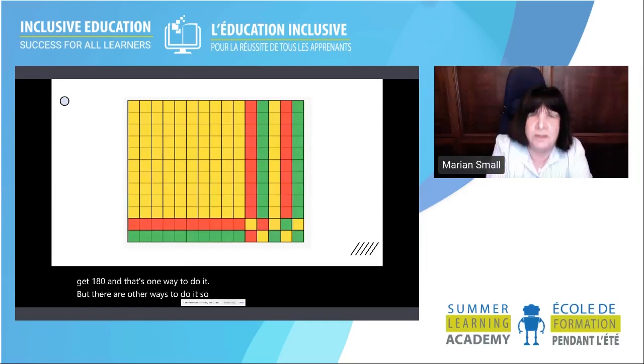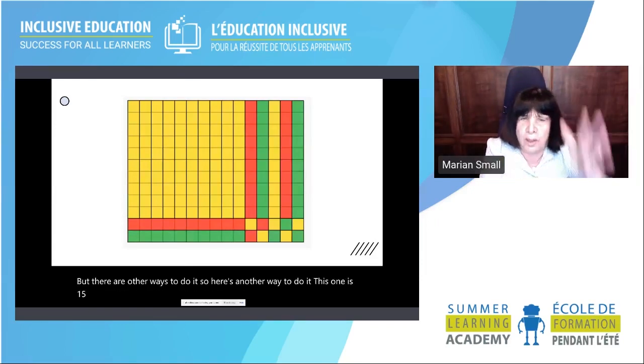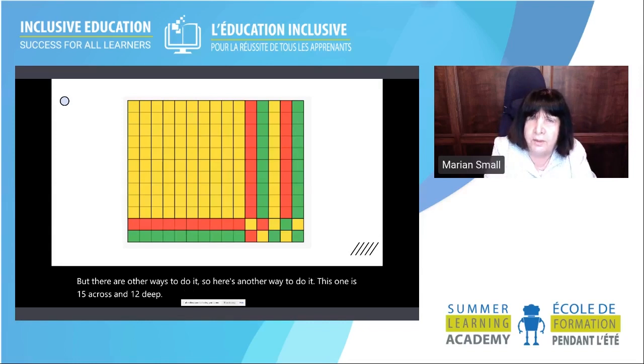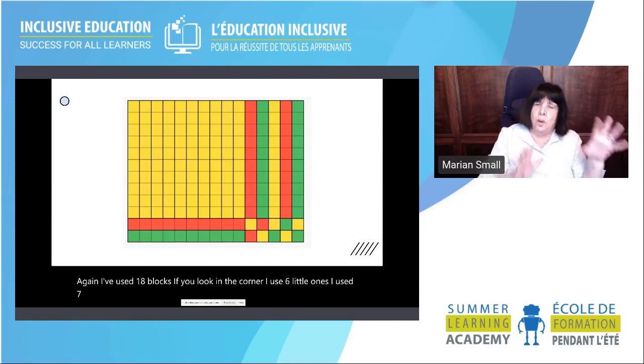So here's another way to do it. This one is 15 across and 12 deep. So I'm showing you 15 times 12. Again, I've used 18 blocks. If you look in the corner, I used 6 little ones. I used 7 sticks, and I used 1 flat.